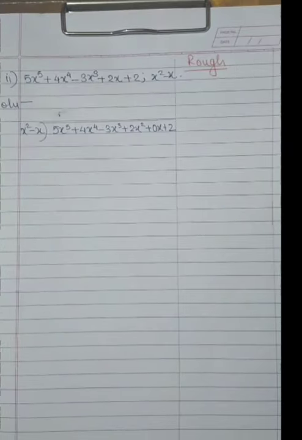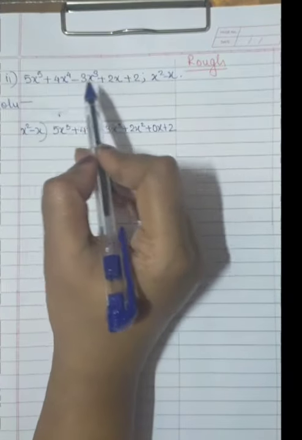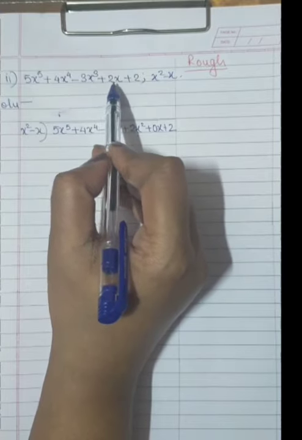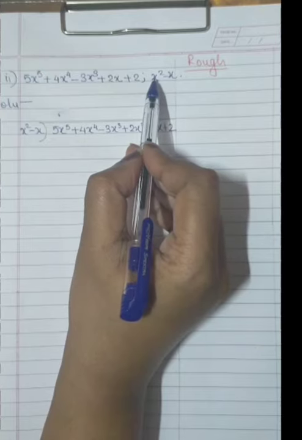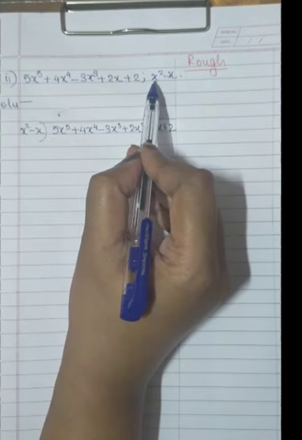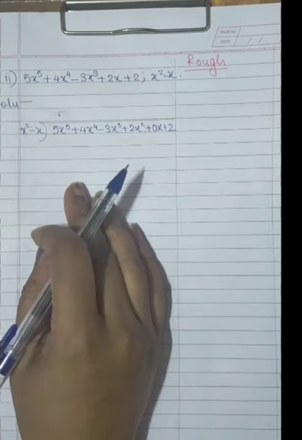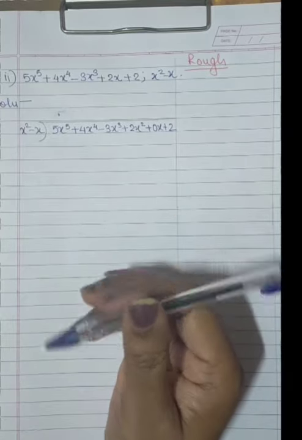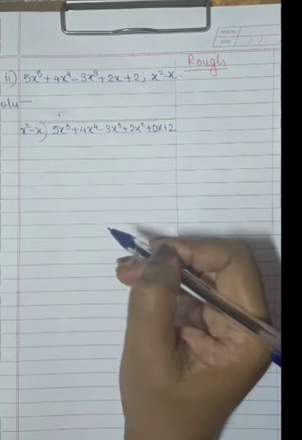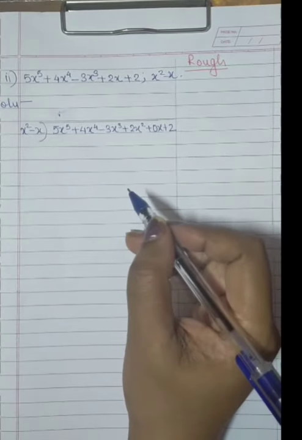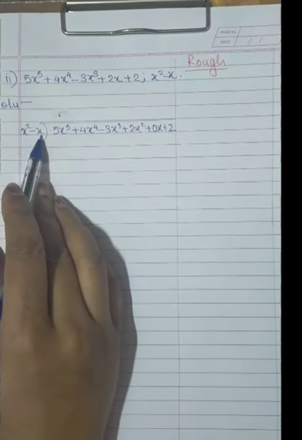The next question is what? x to the 5 plus 4x to the 4 minus 3x cube plus 2x plus 2, and we are having divisor as x square minus x. Okay, now here if you didn't understand question number 1, please try to concentrate in this step. I hope you will understand. So I am writing here what is given here, x square minus x is given.